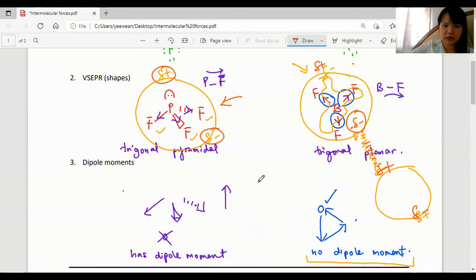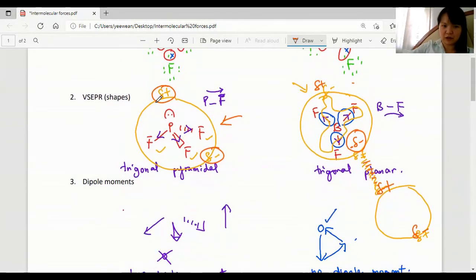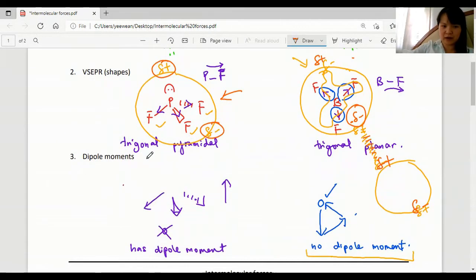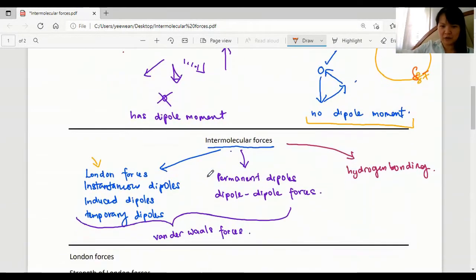So that is why we need to know how to draw the dot and cross, know the shapes, and determine whether it has a permanent dipole, has a dipole moment or not. Then we will know whether it bonds using a London force or permanent dipole.